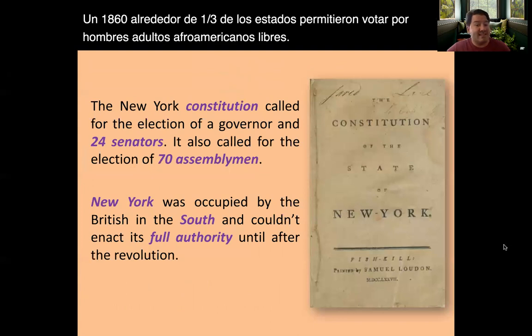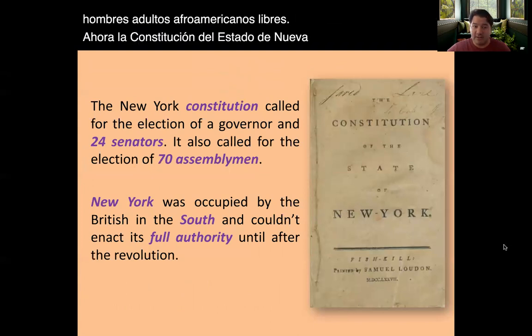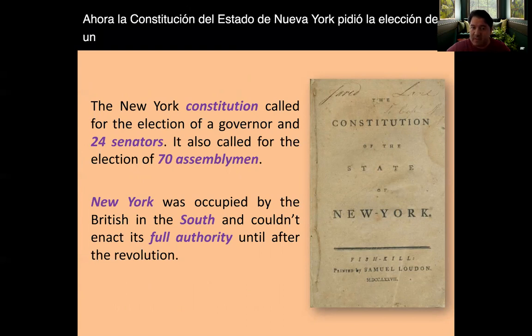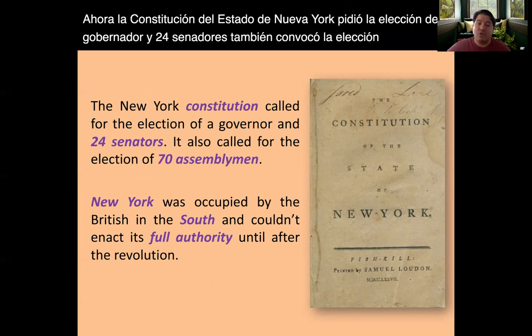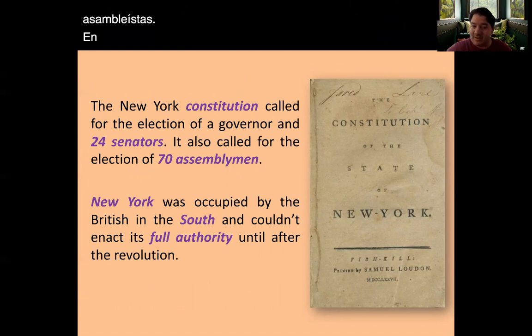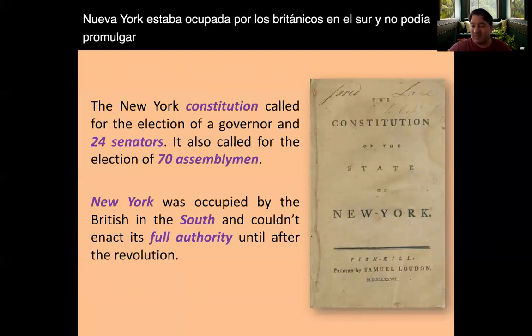Now, the New York State Constitution called for the election of a governor and 24 senators. It also called for the election of 70 assemblymen. New York was occupied by the British in the South and couldn't enact its full authority until after the Revolution.